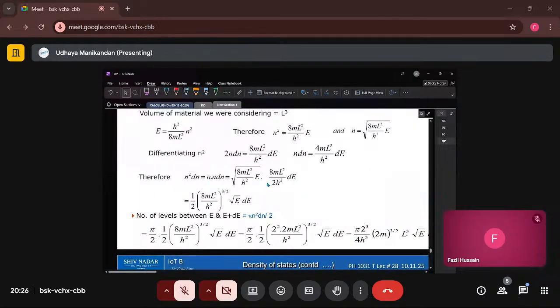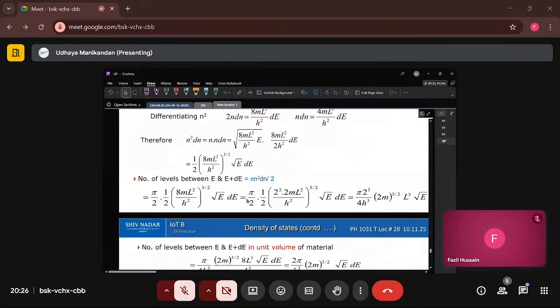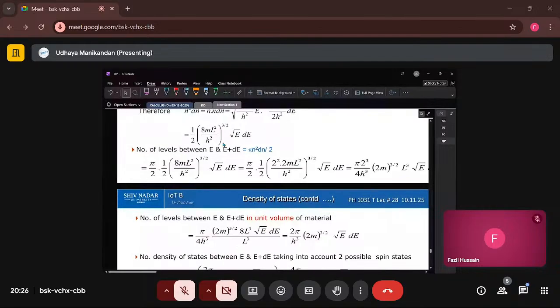I know what is n. I can just substitute the entire n here. That's just root of something. And n square I know, I substitute there. So I will get similar expressions, power 1 and power 1 by 2. So power 3 by 2 into root E will come. E is outside because that's not shared by this expression. Now you can just substitute this n square dn in the formula pi by 2 into n square dn, right?